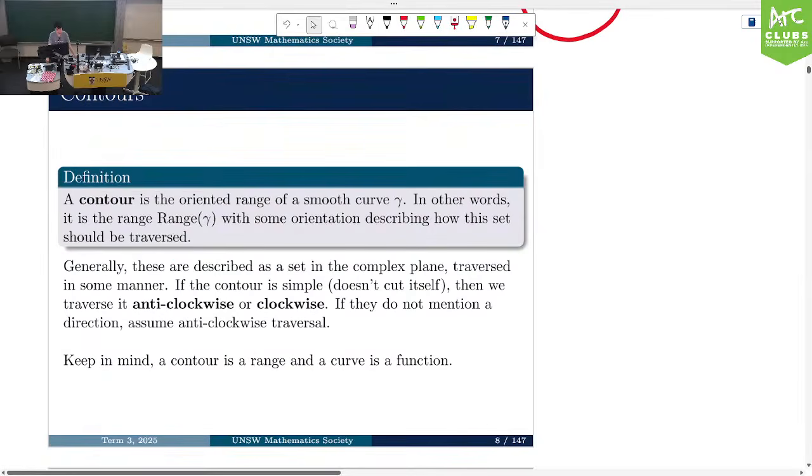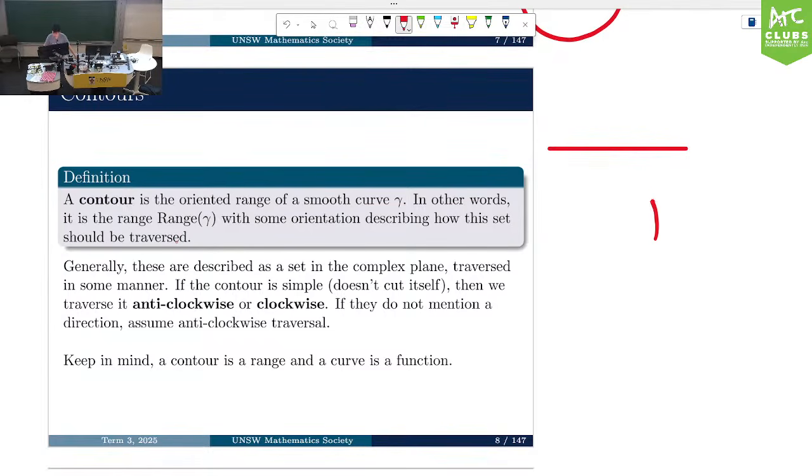As we will see later, often we're more interested in integration along a contour. A contour is basically an oriented range of a smooth curve gamma. A gamma is a function, right? So we could go very fast, then very slow, and then very fast again, depending on how we parameterize the curve. But for a contour, we don't worry about this. We just look at the range of it. For example, in this case, we just care that this is a line. We don't care whether it goes fast, slow, or shuffles back and forth. That's basically what a contour is.